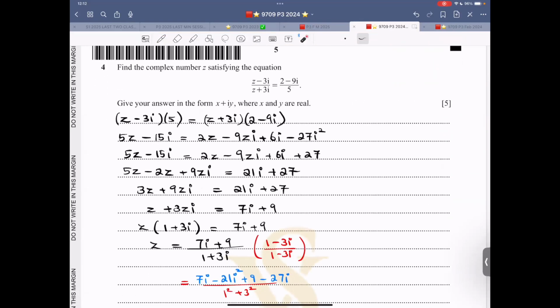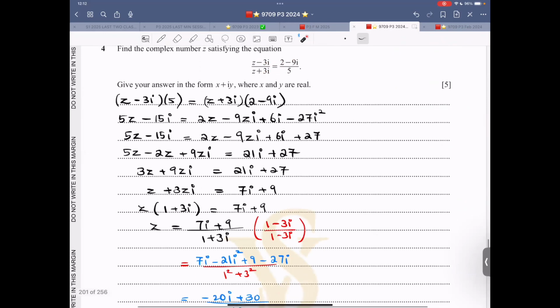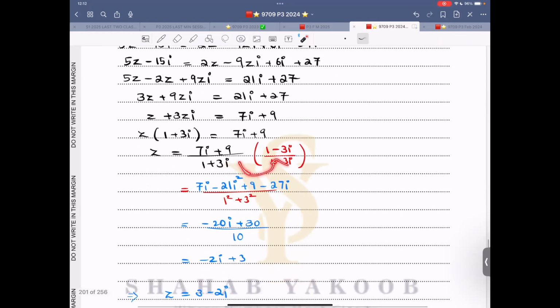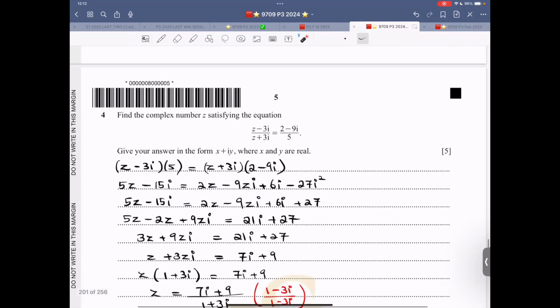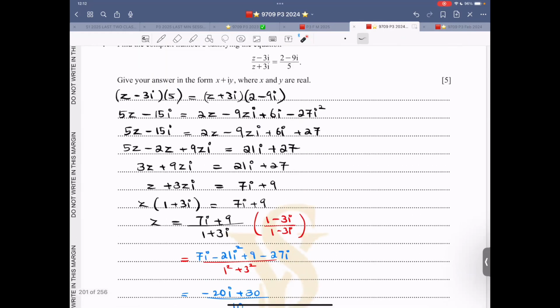So I cross multiplied, this multiplies with this, multiplies with this. I open up the bracket and I isolate the z. This is 7i plus 9 over 1 plus 3i. I simplified it also, dividing by 3. Now this is rationalization. I get z as minus 2i plus 3, which is 3 minus 2i. That is z from here. Pretty basic. Just have a good look at the question.